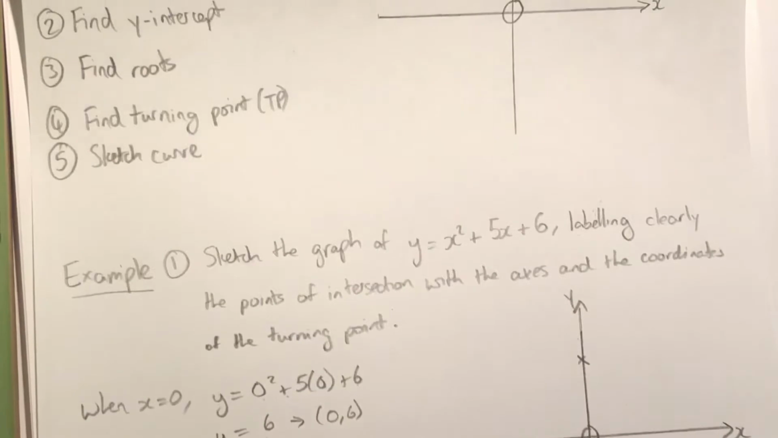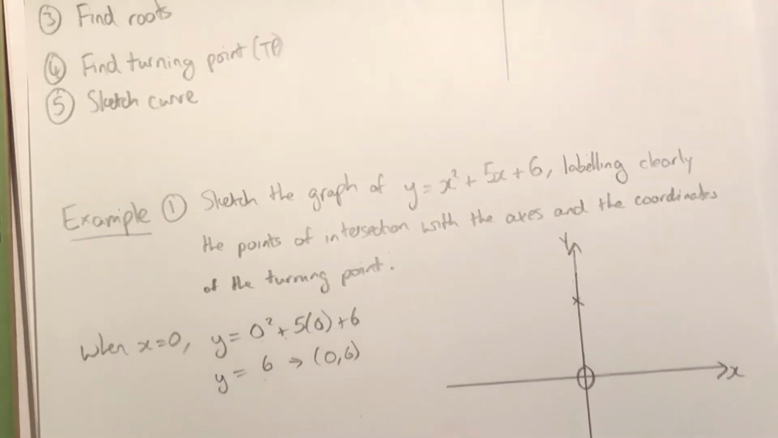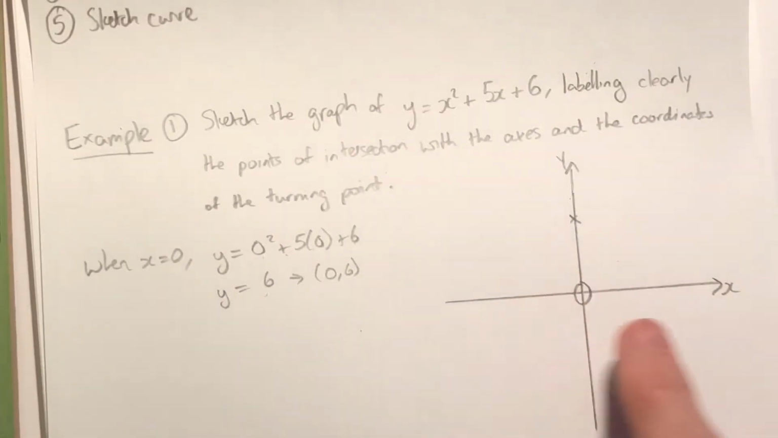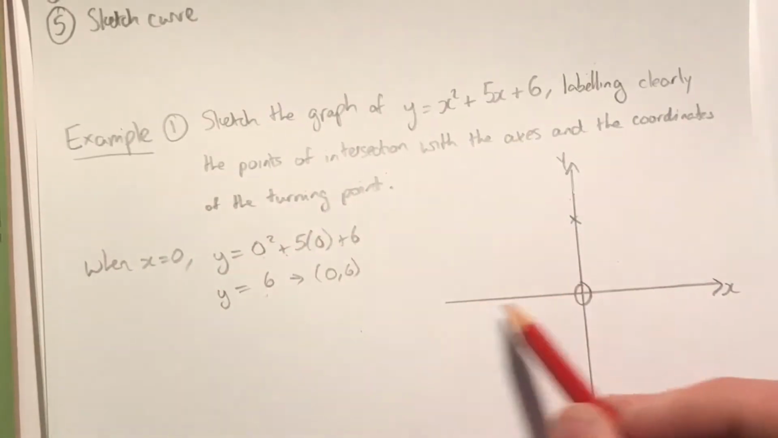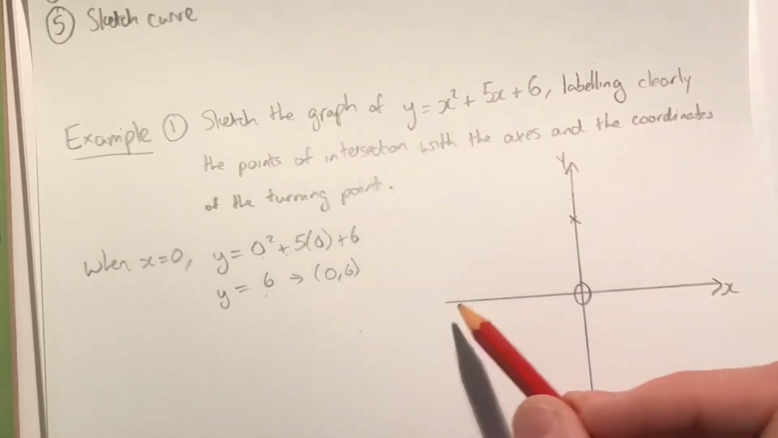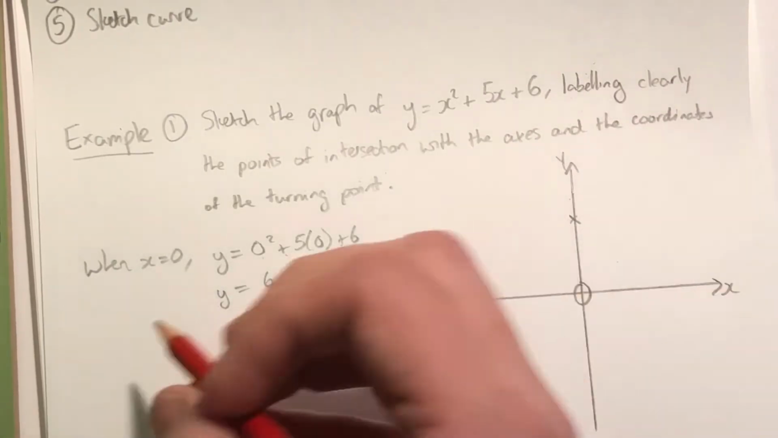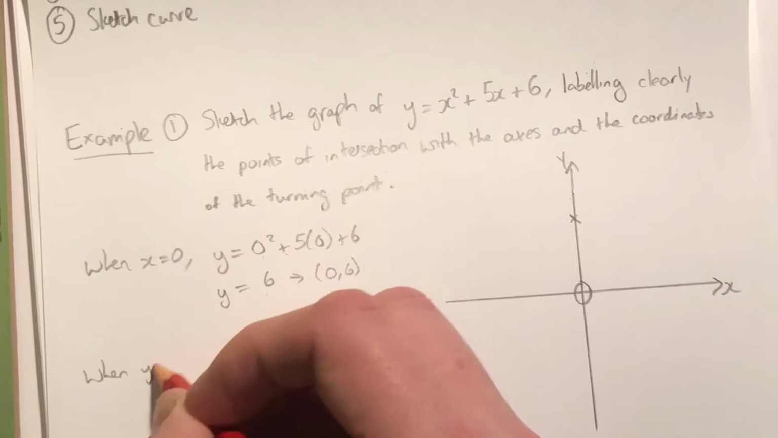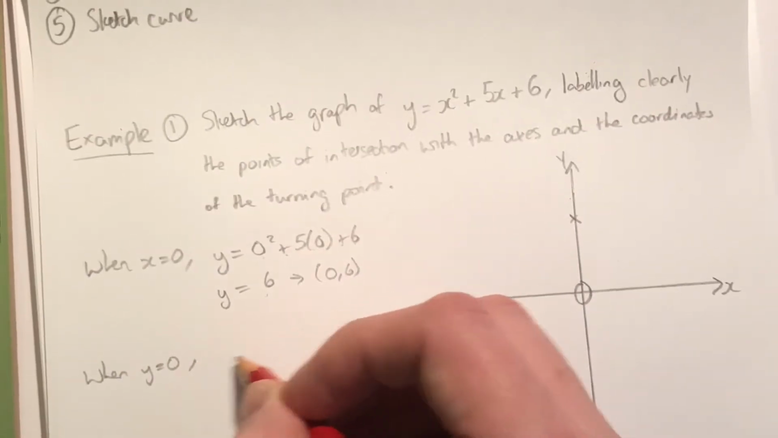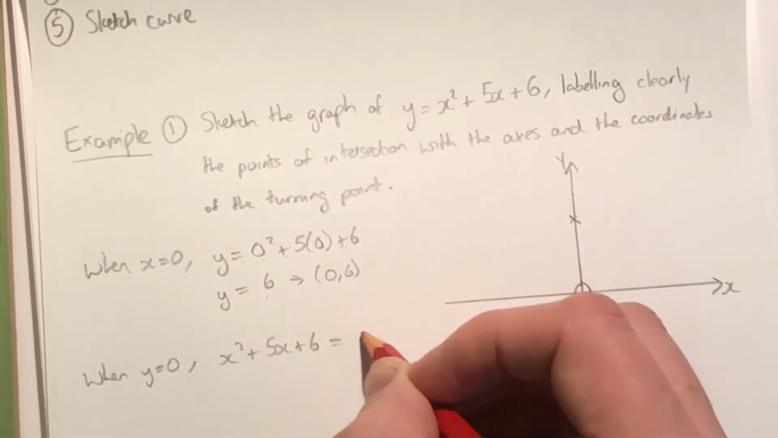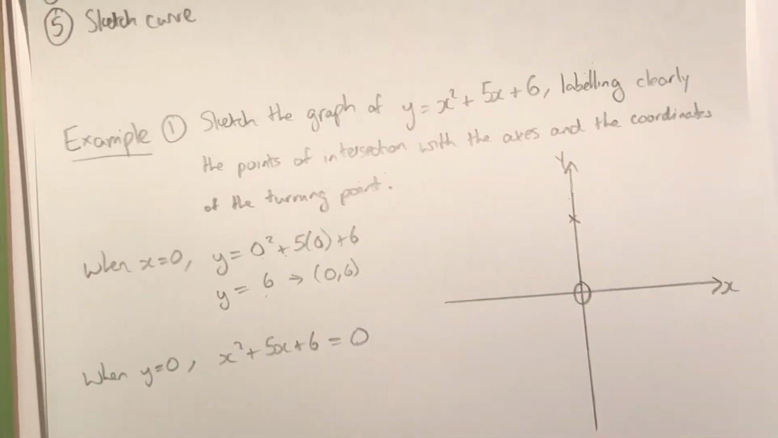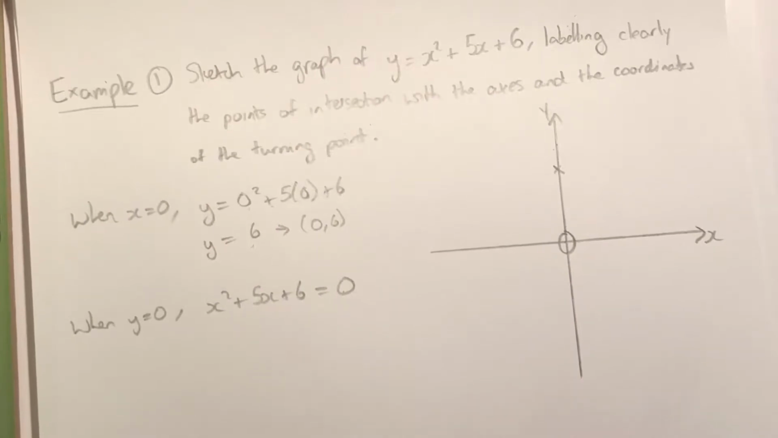The next thing we're asked to do is to find the roots. Now the roots are just where it crosses the x-axis. So it could be crossing anywhere along here. So just as x is equal to 0 on the y-axis, here y equals 0. So we now have, when y equals 0, x squared plus 5x plus 6 equals 0. Now we've seen examples like this before. We have to find the roots. It just means we can use the quadratic formula if we wanted to, or we can just factorise.